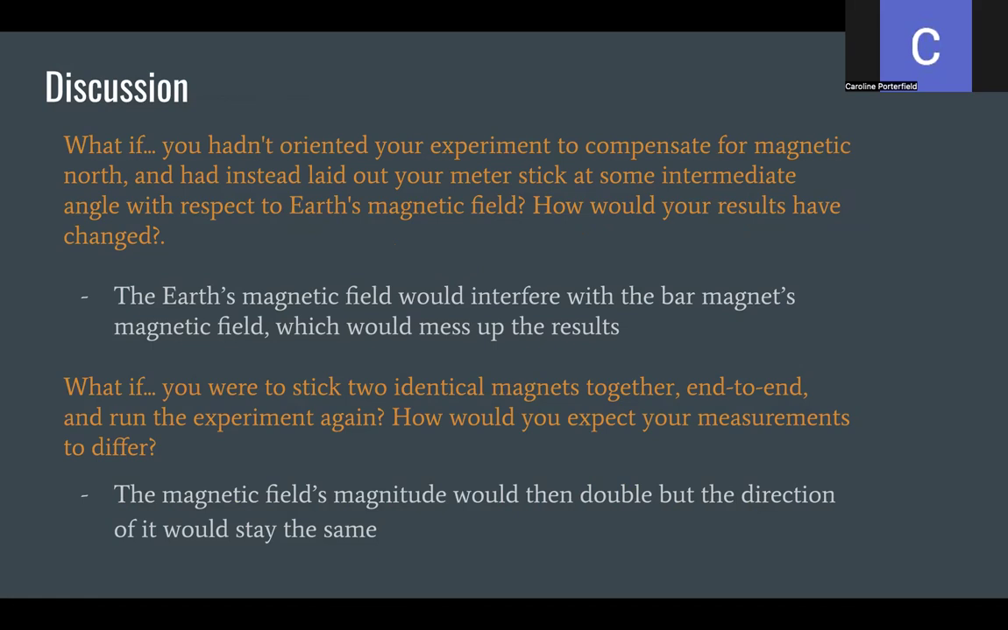And what if you were to stick two identical magnets together end to end and had run this exact same experiment? How would you expect your measurements to differ? The magnetic field's magnitude would then double, but the direction of it would stay the same.